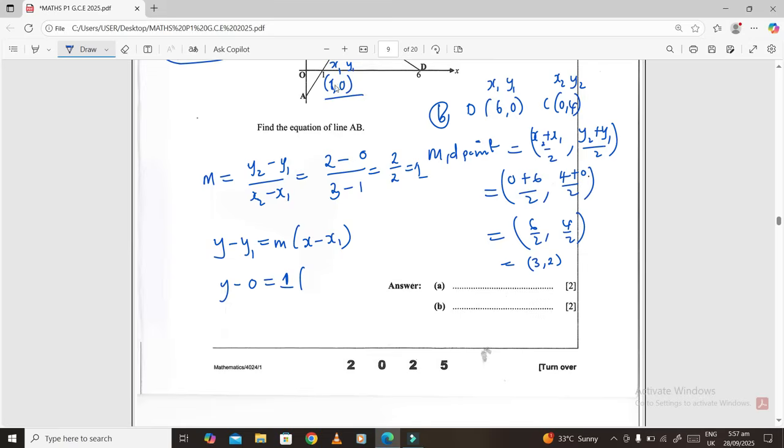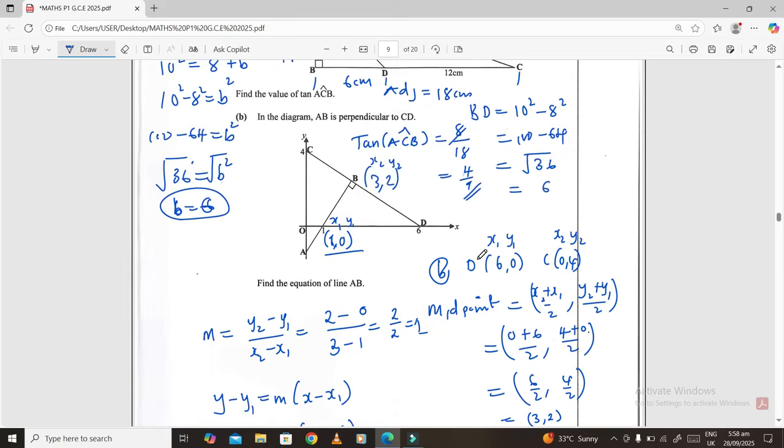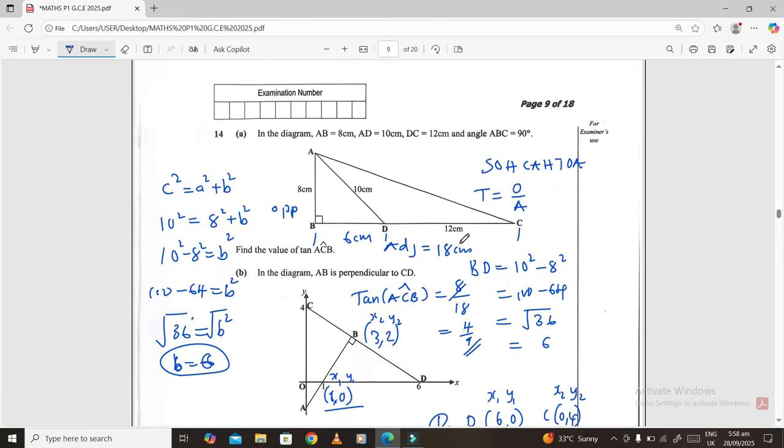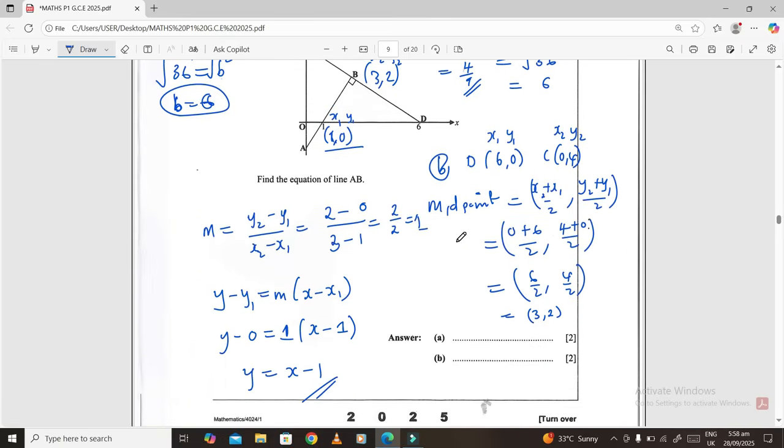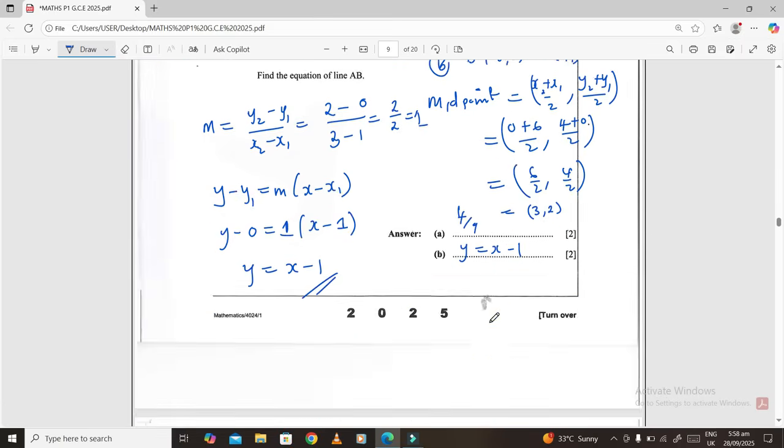I'm using now these points. So where there is y1, you write 0. Where there is x1, you write a 1. So that would be x minus 1. And this would be y is equal to x minus 1. So this is our equation. Here we can write the answer. We found the answer for question 1 to be 4 over 9. And here y is equal to x minus 1. So those are the two solutions for our question 14.